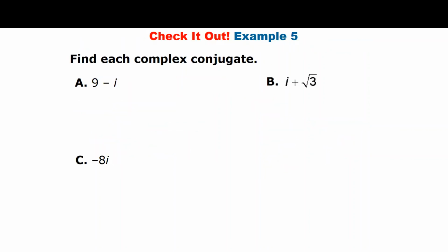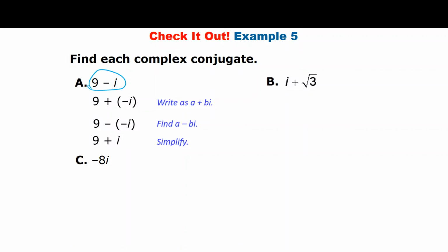Let's just do a couple more. 9 minus i, again, we write it as a plus bi. So 9 plus a negative i. And then we just change it from plus to minus and simplify, and we end up with 9 plus i. So notice 9 minus i and 9 plus i are complex conjugates.